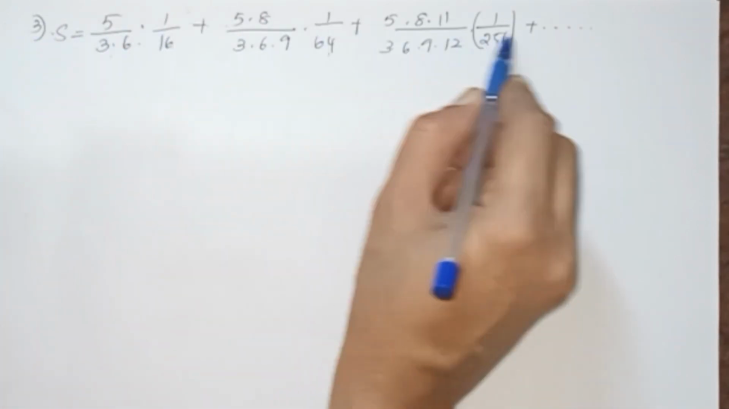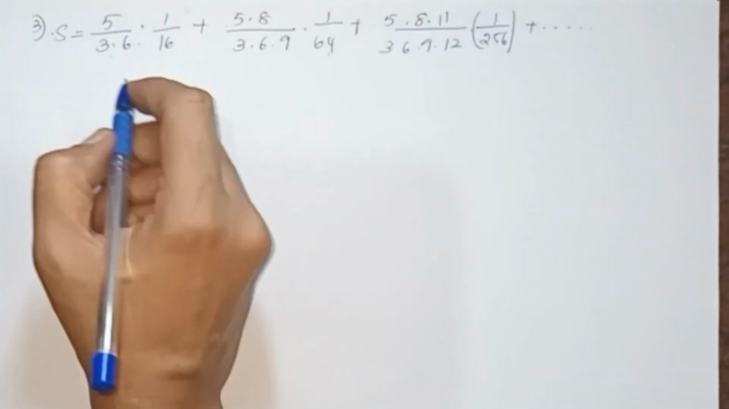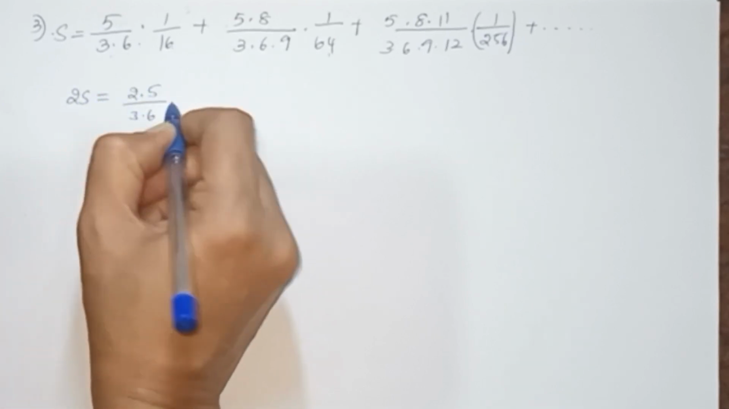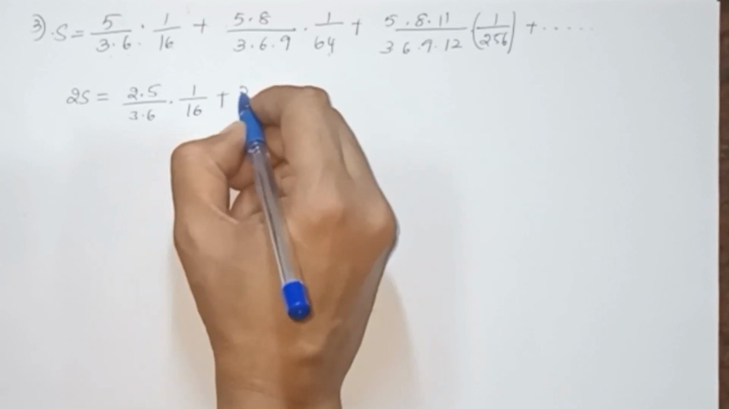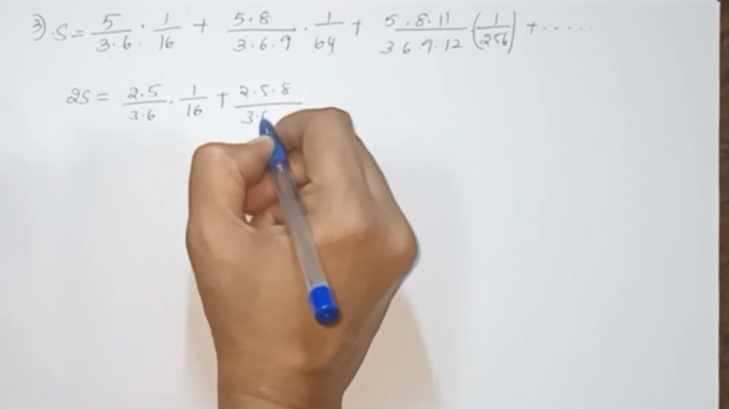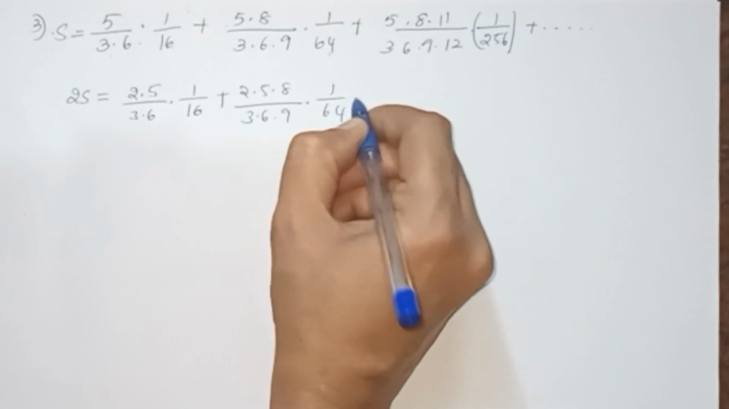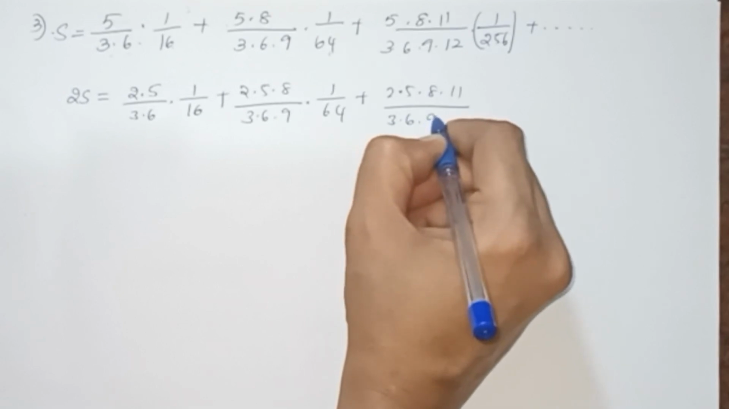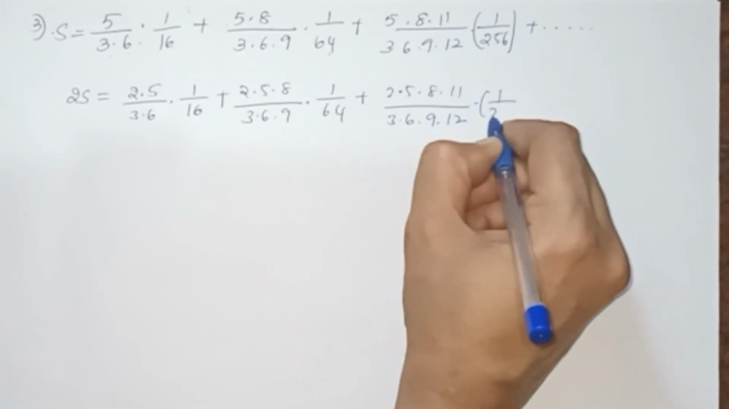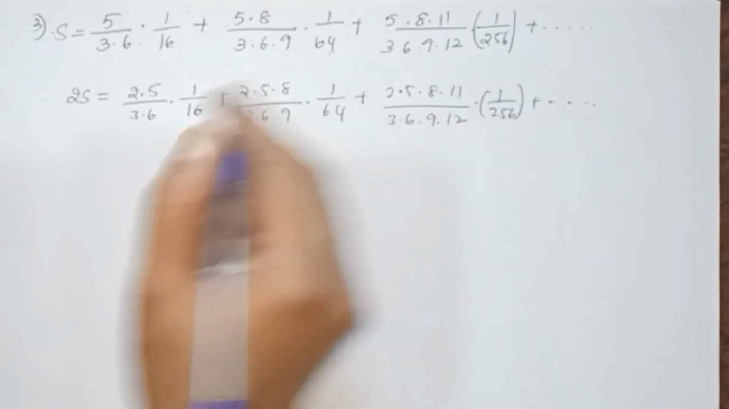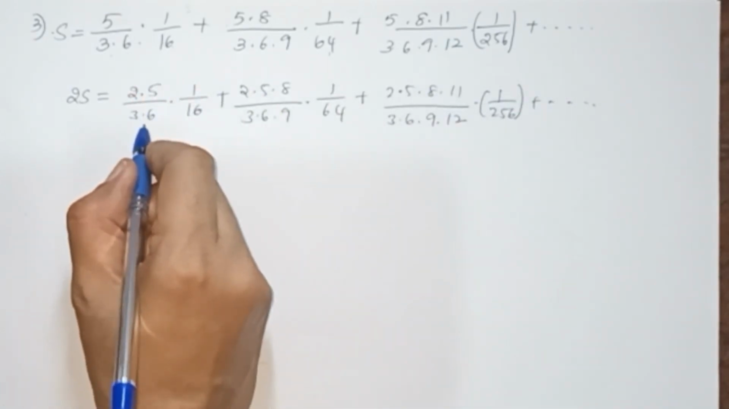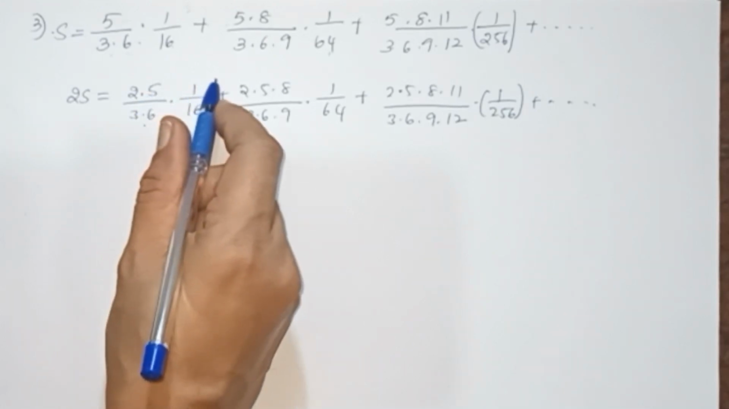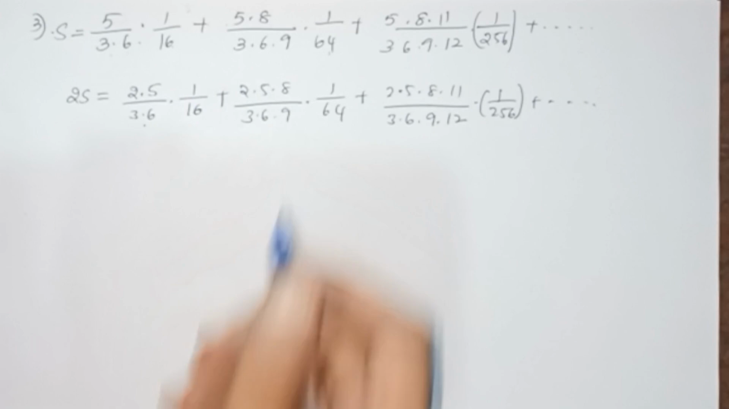So what you should do is you have to multiply this entire series by 2. So 2s is equal to 2 into 5 by 3 into 6 into 1 by 16 plus 2 into 5 into 8 by 3 into 6 into 9 into 1 by 64 plus 2 into 5 into 8 into 11 by 3 into 6 into 9 into 12 into 1 by 256 plus so on. This I have done because now it is 2 factorial, means 2 terms should be in the numerator and the index of x by q must be 2. Now it gets satisfied.